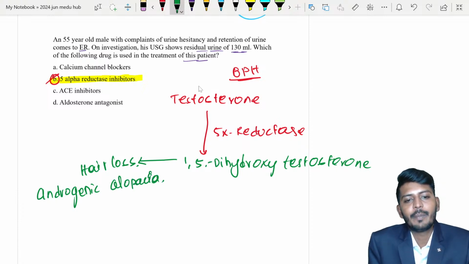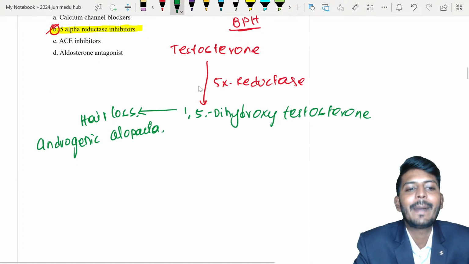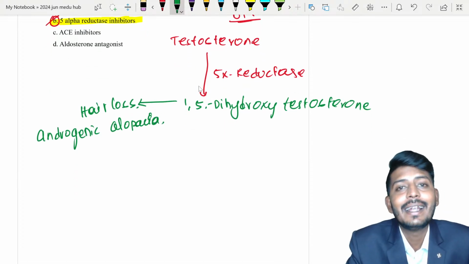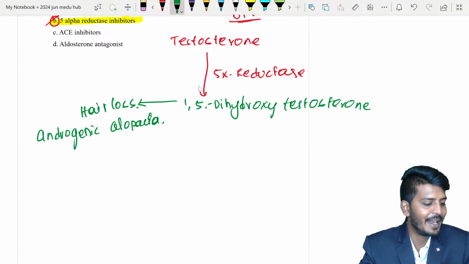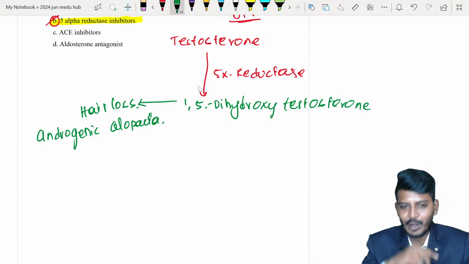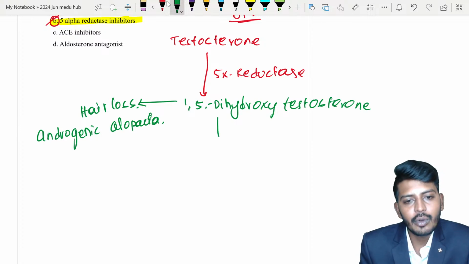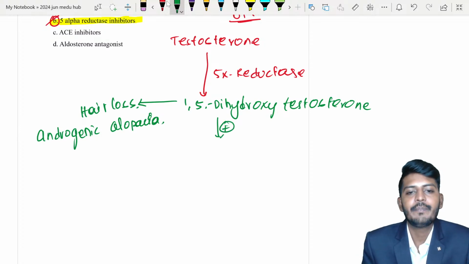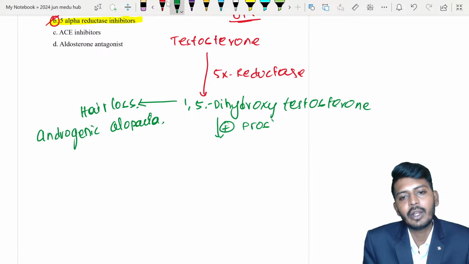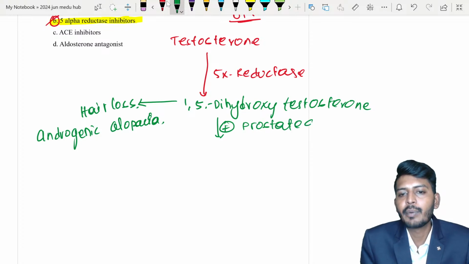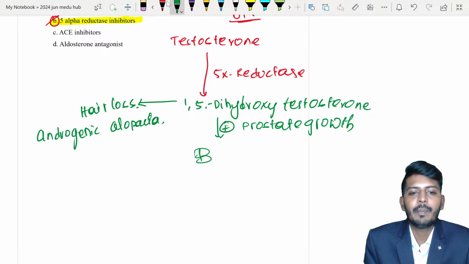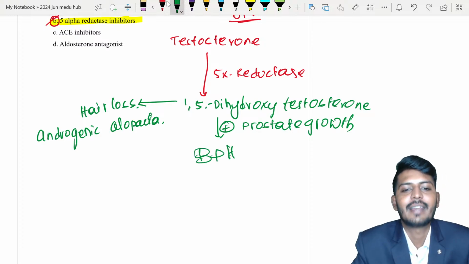Okay, androgenic alopecia में which pattern of hair loss? In the male, the pattern of hair loss is called Hamilton pattern. Okay, very good. So that is dihydrotestosterone. It will also stimulate the prostate gland, prostate growth, leading to what? Benign prostatic hyperplasia.